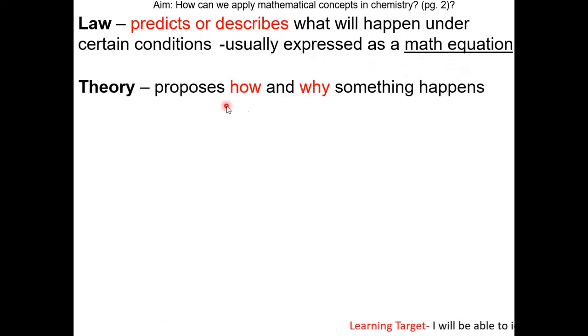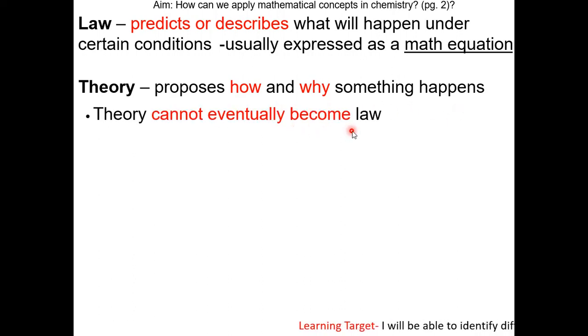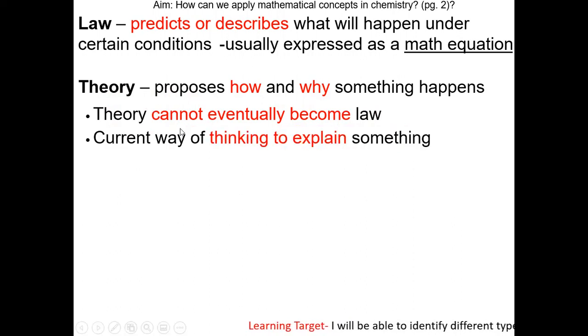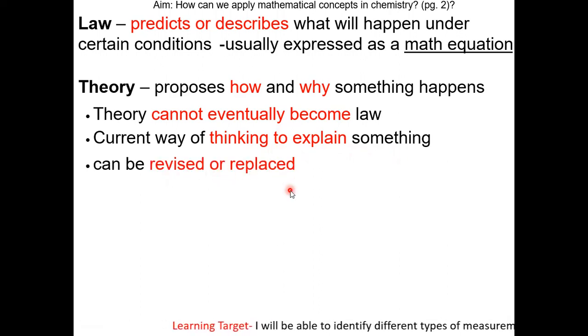A law predicts or describes what will happen under certain conditions. It's usually expressed as a math equation. A theory proposes how and why something happens. A theory cannot eventually become a law, which is a major misconception that a lot of people have. It's basically the current way of thinking to explain something and can be revised or replaced.